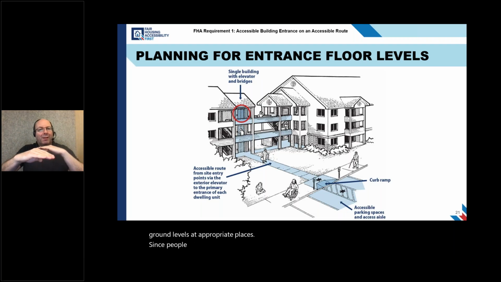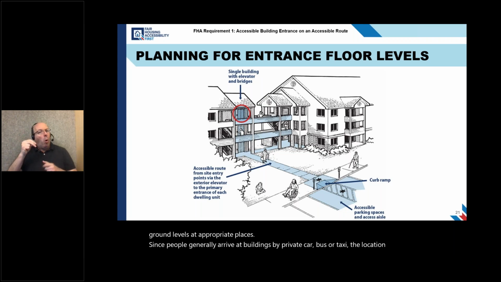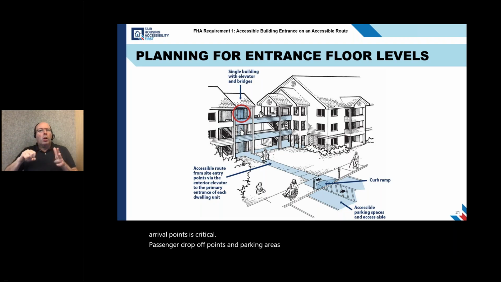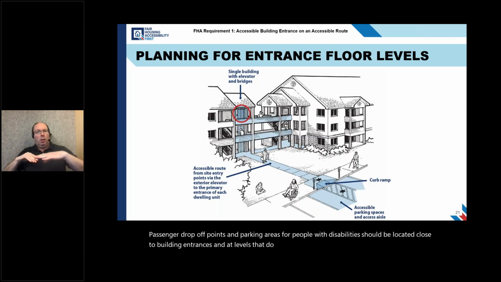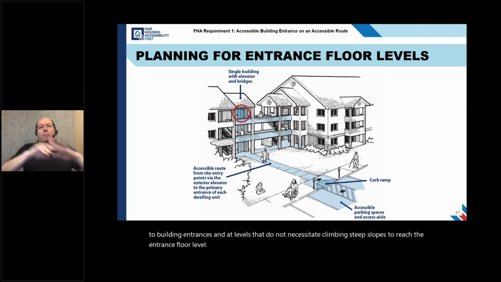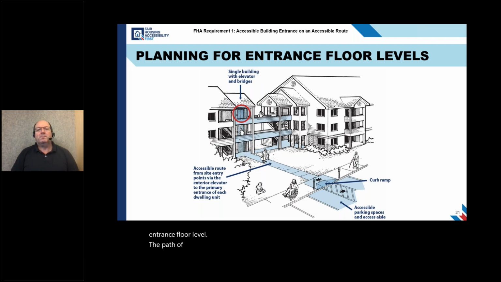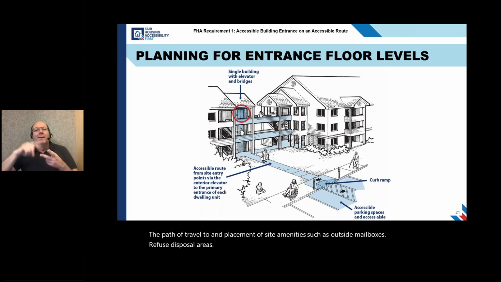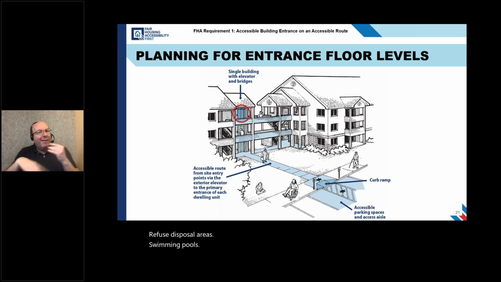Since people generally arrive at buildings by private car, bus, or taxi, the location of vehicle arrival points is critical. Passenger drop-off points and parking areas for people with disabilities should be located close to building entrances and at levels that do not necessitate climbing steep slopes to reach the entrance floor level. The path of travel to and placement of site amenities, such as outside mailboxes, refuse disposal areas, swimming pools, clubhouses, and sports facilities, should be considered early in the planning process.